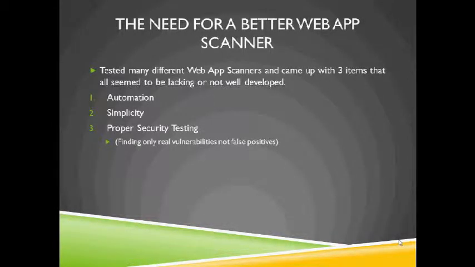I know using Burp is one of the things we mention a lot when I discuss it with them, is a lot of manual work. It does have some automated things with it, but so these were kind of our three goals. As you can see, they're listed. And you can see we named them as automation, simplicity, and proper security testing. And what I mean by proper security testing is finding only real vulnerabilities and not just false positives.